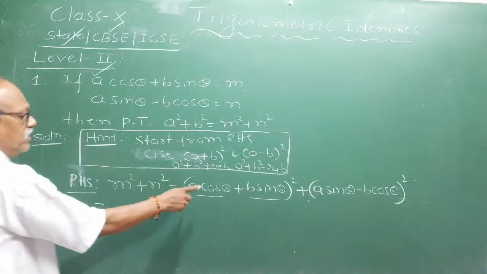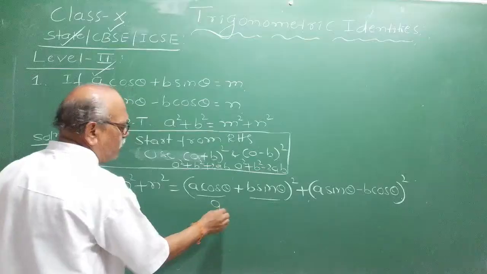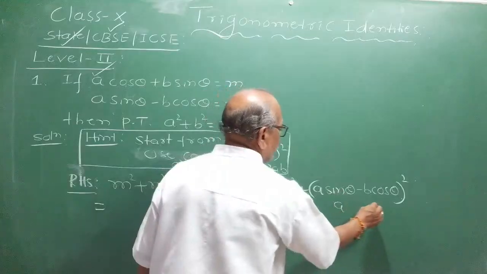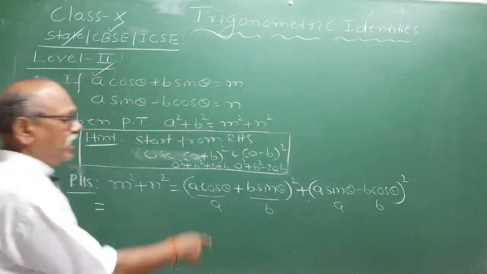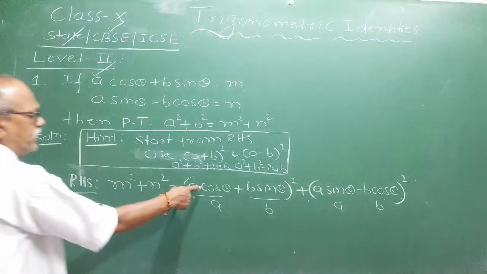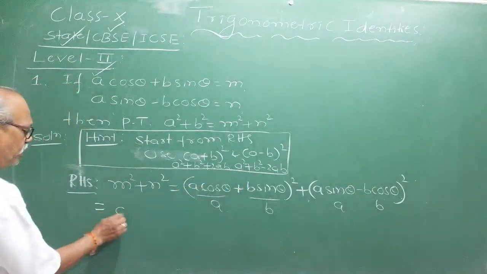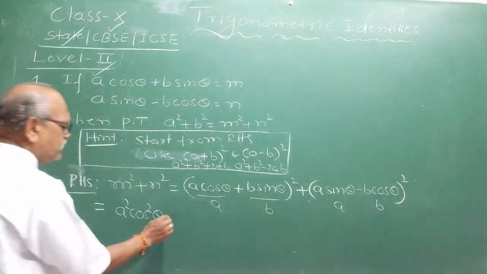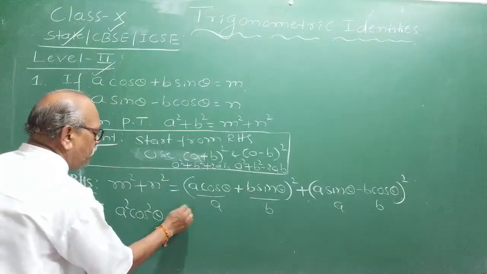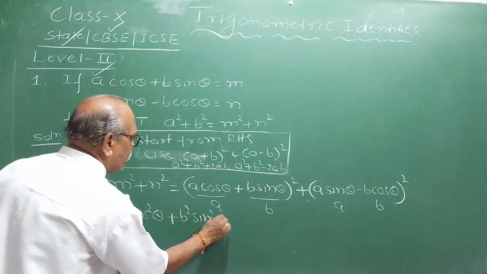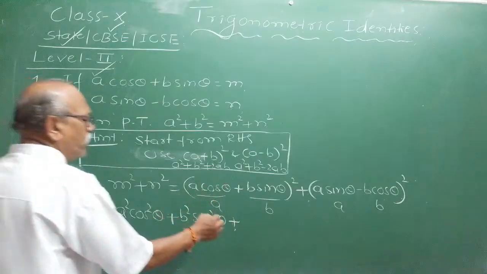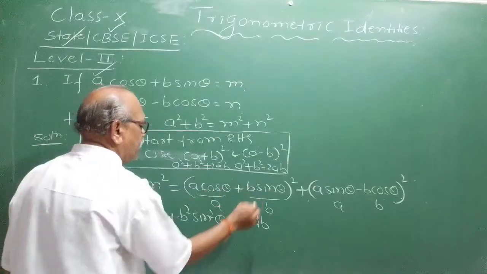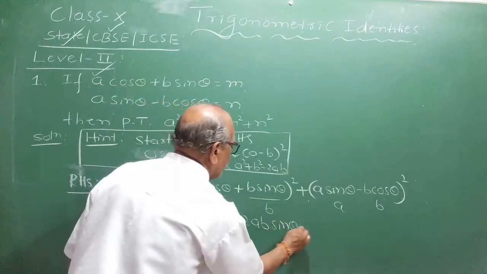Now expand it. A square means in the place of A you have A cos theta, in the place of B you have B sin theta. In the place of A you have A sin theta, and in the place of B you have B cos theta, with A minus B whole square and A plus B whole square. Expand it. A cos theta square will be A square cos square theta. Directly write the square of them. Plus B sin theta will be B square sin square theta. Plus 2AB, A into B cos theta into sin theta, or you can write it as sin theta into cos theta.